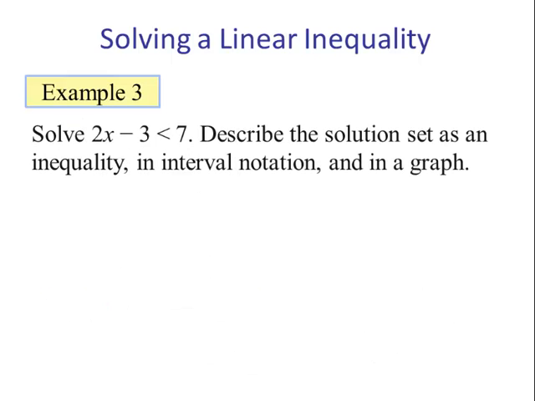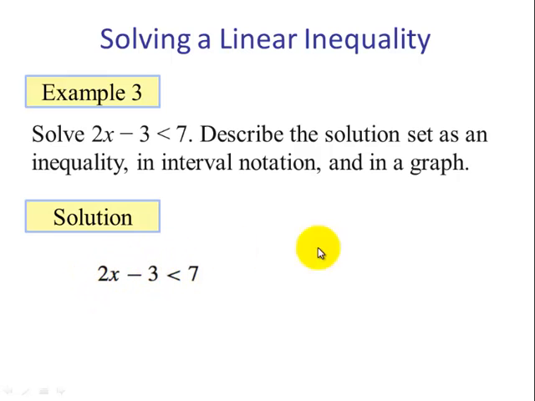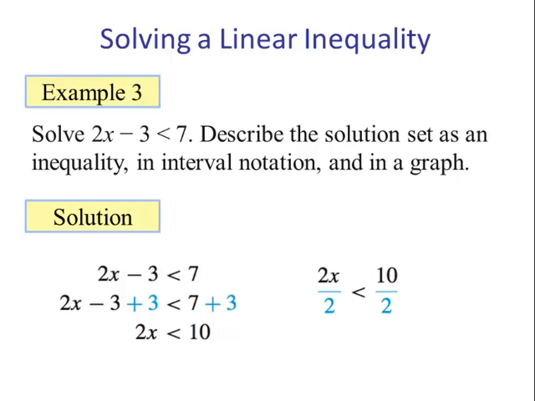Example 3. Solve 2x minus 3 is less than 7. Describe the solution set as an inequality, in interval notation, and in a graph. Solution. So we need to get rid of the 3 and the 2. We get rid of the 3 first because we're following the order of operations in reverse. So we're going to get rid of addition and subtraction first. So we add 3 to both sides, and we're left with 2x is less than 10. To get rid of the 2, we divide both sides by 2, and we're left with x is less than 5. So that's the inequality.